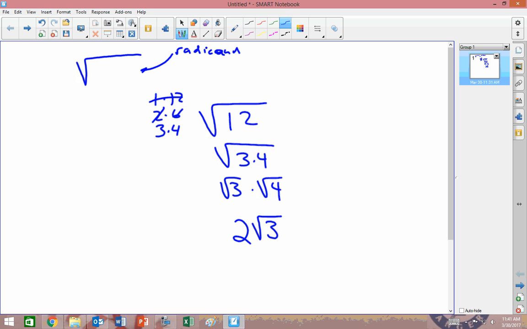The 3 doesn't have a partner, so he has to stay inside the house, okay? So much like your dating life, if you're by yourself, you gotta stay inside the house, okay?